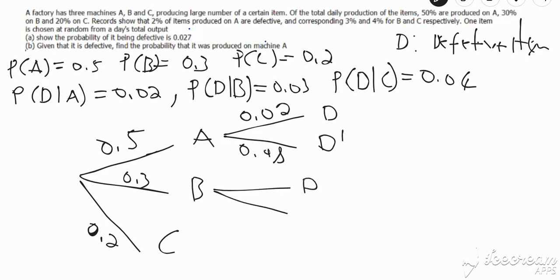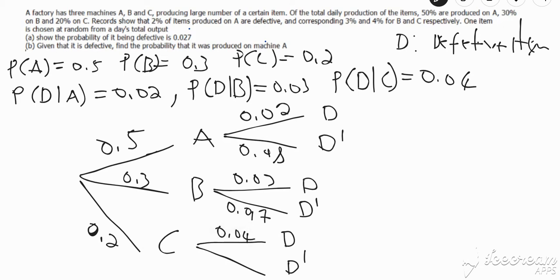Let us look at B and C. So B can also be defective or not defective. Similarly with C, so we could have defective, not defective. The probability that it's defective for machine B is 3%, which is 0.03. So I'm going to have 0.03, which means that I'm going to have not defective being 0.97. For C, the probability that it's defective is 0.04, which means that I'm going to have not defective being 0.96.